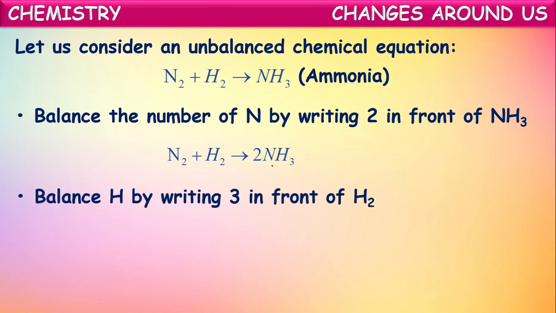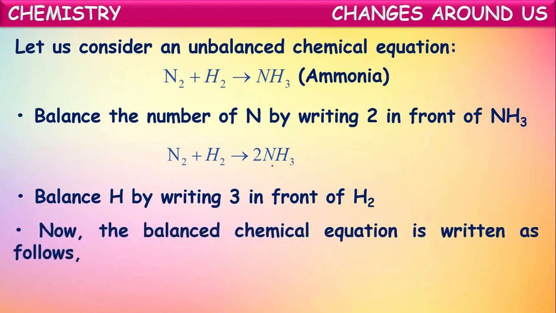Let us balance hydrogen atoms by writing 3 in front of hydrogen symbol on the left hand side. What happens? See here. Now the balanced chemical equation is written like this: N2 plus 3H2 gives 2NH3. If you observe once, atoms of all the elements are balanced on both the sides now. Now this equation is said to be balanced chemical equation.